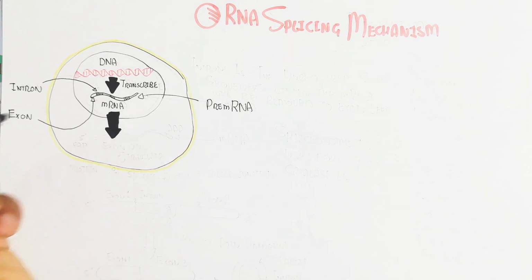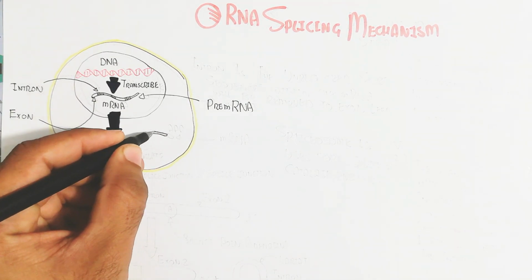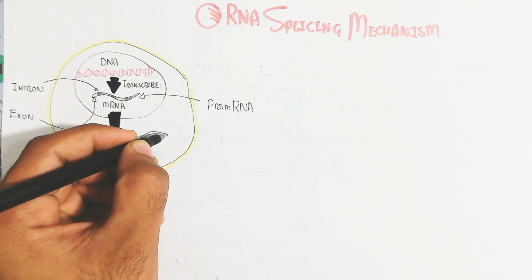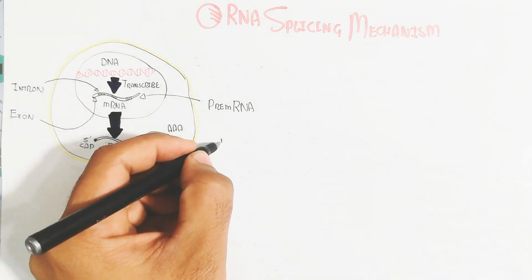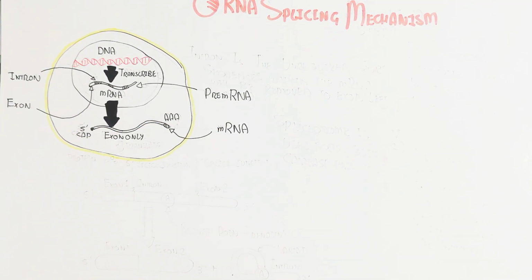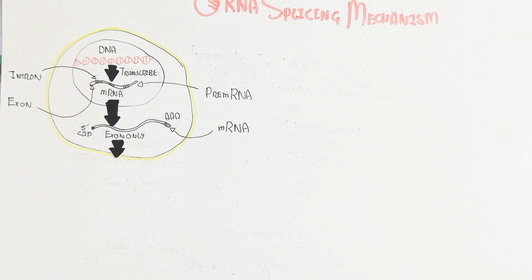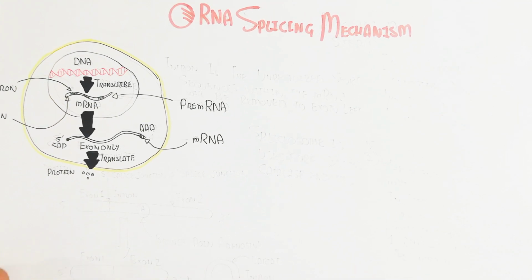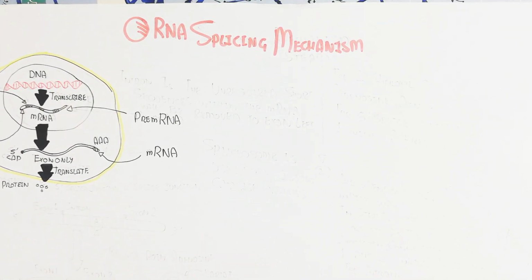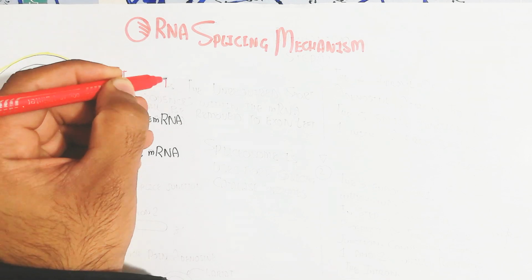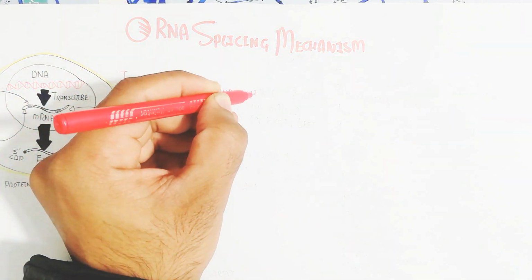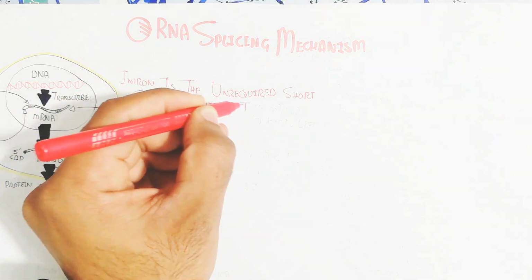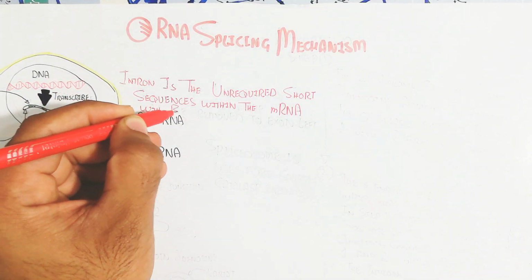Anyhow, this mRNA will go into the cytoplasm from the nucleus, and this mature mRNA contains a poly A tail and the 5' cap, and it contains exons only, so it is able to translate the protein when the ribosome binds, which is known as the polysome formation. Basically, the intron is the unrequired short sequence within the mRNA that will be removed, leaving the exons.